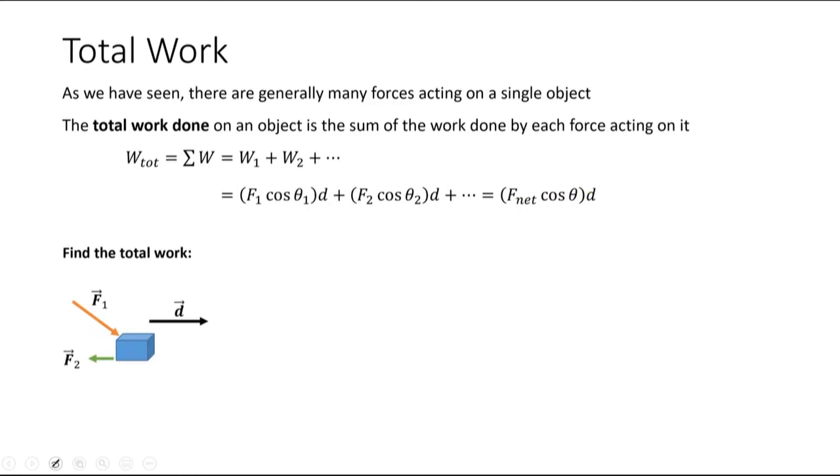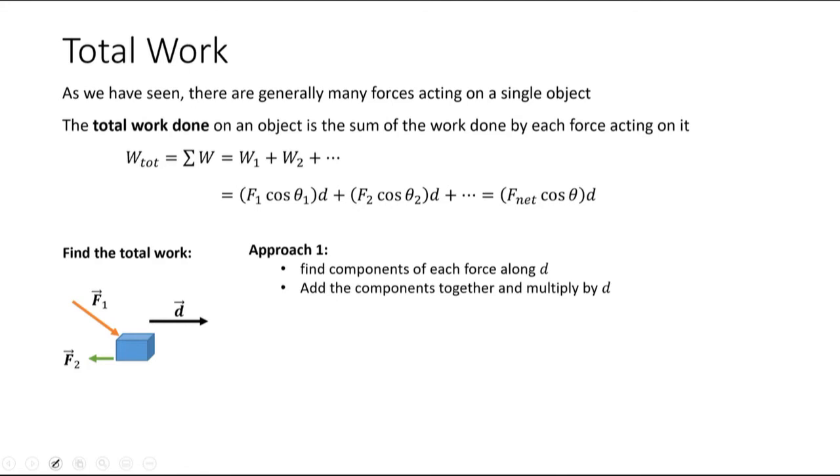So I have a box, say F1 is pushing downwards and to the right and F2 is pushing to the left, and the displacement of the box is going to be to the right. Okay, so approach 1 is just to find the components of each force along the direction of the displacement, so along D, and then you add the components together and multiply by D to get the total work.